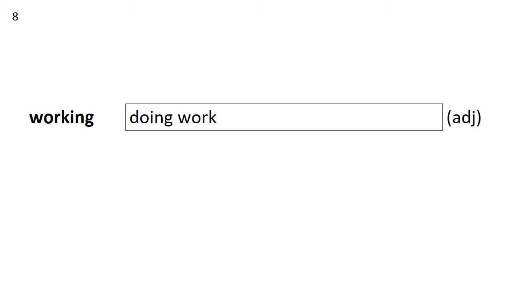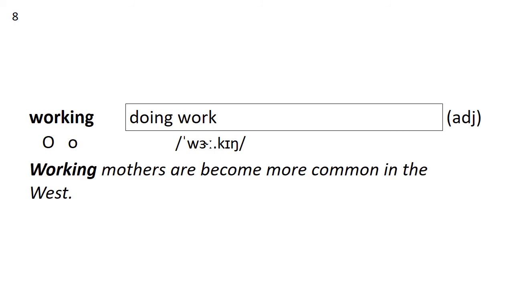8th word is working. Working just means doing work. It's an adjective. 2 syllables, stress on the first. Working. Working mothers are becoming more common in the West.